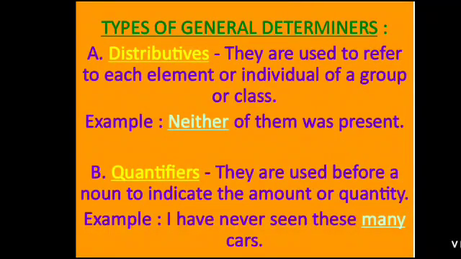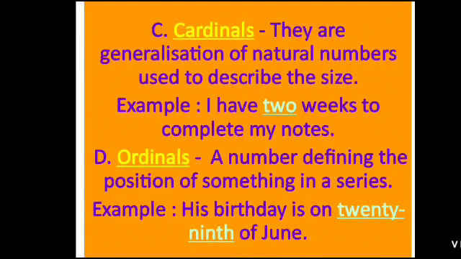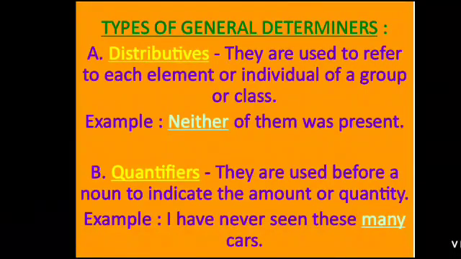Then next we have types of general determiners. When we talk about general determiners, we have again 4 types. Distributives, quantifiers, cardinals and ordinals. So distributives means they are used to refer to each element or individual of a group or class. That means each one is indicated in a group or class. Like if I say neither of them was present, that means I am telling of whole, entire, I am telling in the entire class, and individually I am indicating each element. That is neither of them was present.